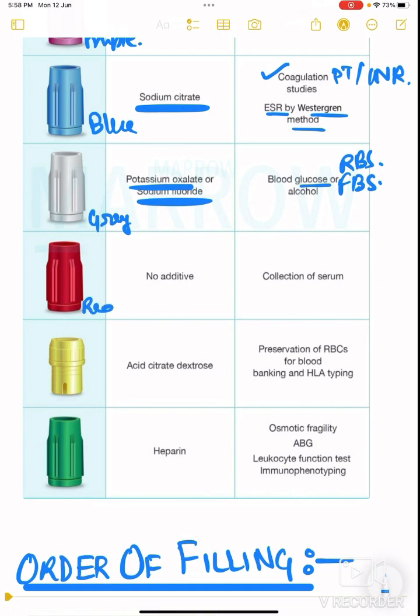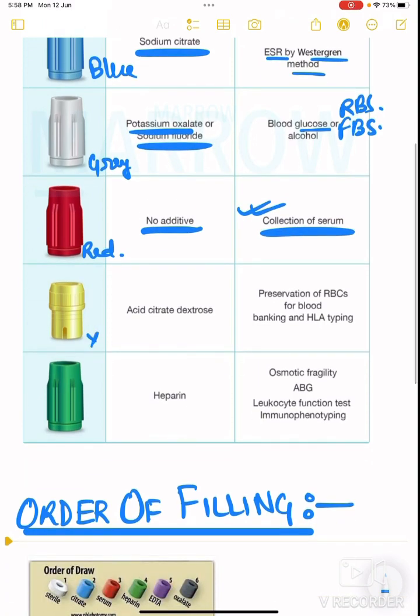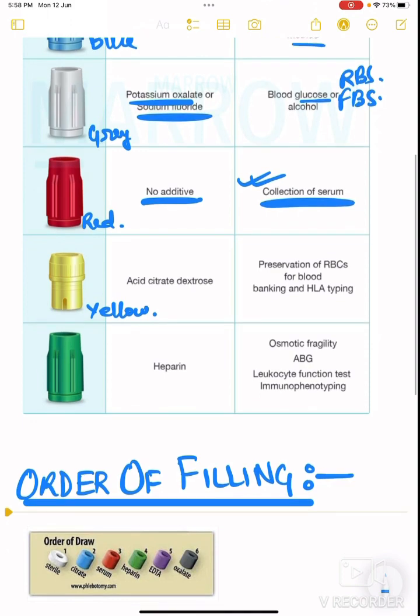Now coming to the red vial. Red vial has no additives. That's why blood will clot in this particular vial and we will be left with serum, and that's why for collection of serum, the red vial is used. Second last is yellow containing acid citrate dextrose, used for RBC preservation and for HLA typing. This is important, HLA typing.